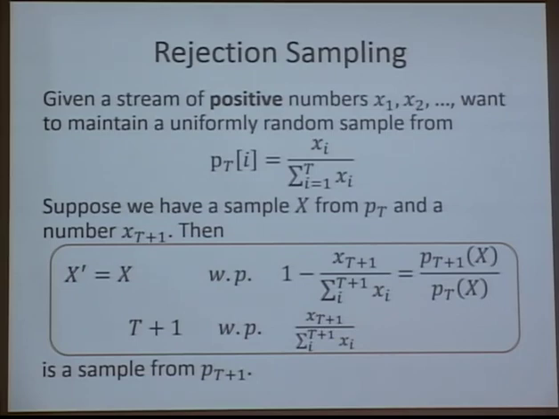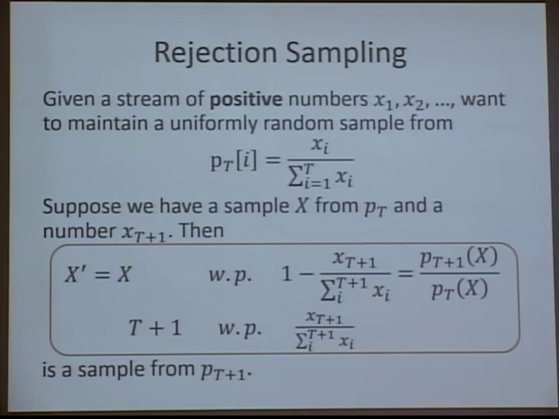So suppose at time t, you have a sample from p sub t, capital X, right? There's a way to use it to generate a sample from p sub t plus 1. I think it's called rejection sampling, but basically what you do is very simple. You receive this new number x sub t plus 1. This updates your probability distribution, right? And basically you keep X, the sample you had before, with probability whatever its probability is now divided by whatever its probability was before. And otherwise, you just add the new element that you added.